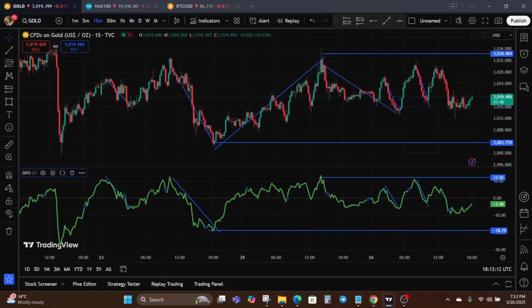Okay? And you can also combine the DPO with other indicators, obviously. The DPO works best when combined with other technical indicators for confirmation.